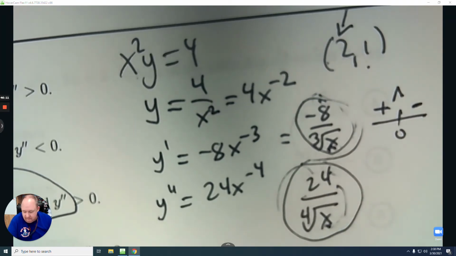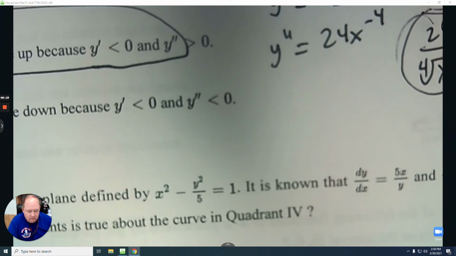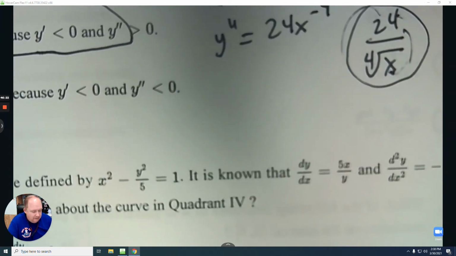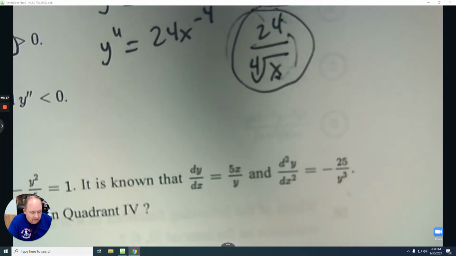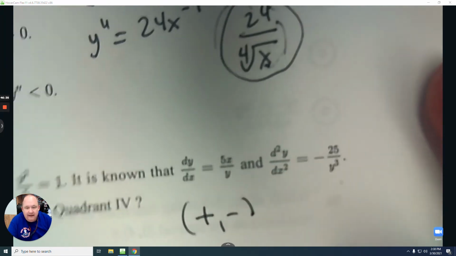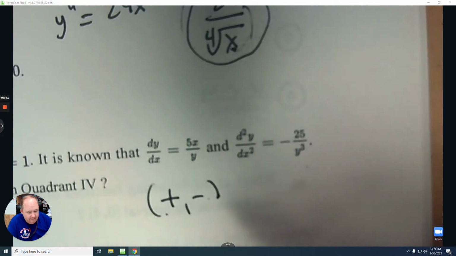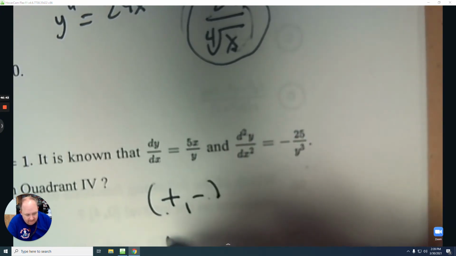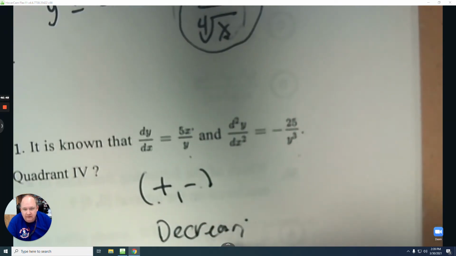Number 47. We're not going to be quite as lucky here. Let's see. For 47, it says, consider the curve x squared subtract y squared over 5 equals 1. It's known that the first derivative is given and the second derivative is given. Which of the following statements is true about the curve in quadrant number 4? In quadrant 4, x is positive and y is negative. So if that's true, then we know in quadrant 4 that it's decreasing, because a positive divided by a negative is decreasing.